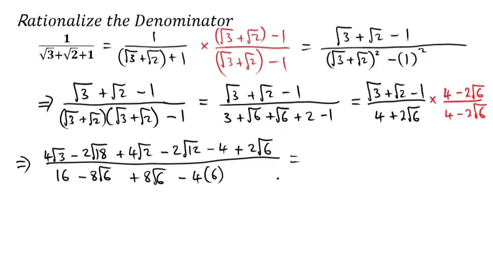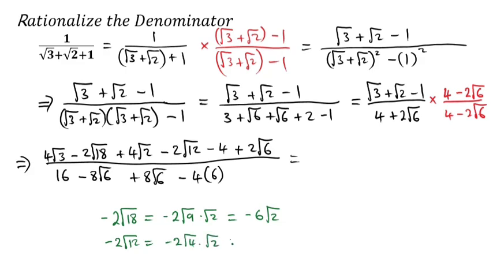Alright, so there are some terms that we can simplify here. Let me just write them down here. So we have that negative 2 root 18. That can be simplified because you can write it as negative 2 root 9 times root 2. So that would be negative 6 root 2. Also, the term which has negative 2 root 12 can be written as negative 2 root 4 root 2, which is just negative 4 root 2.